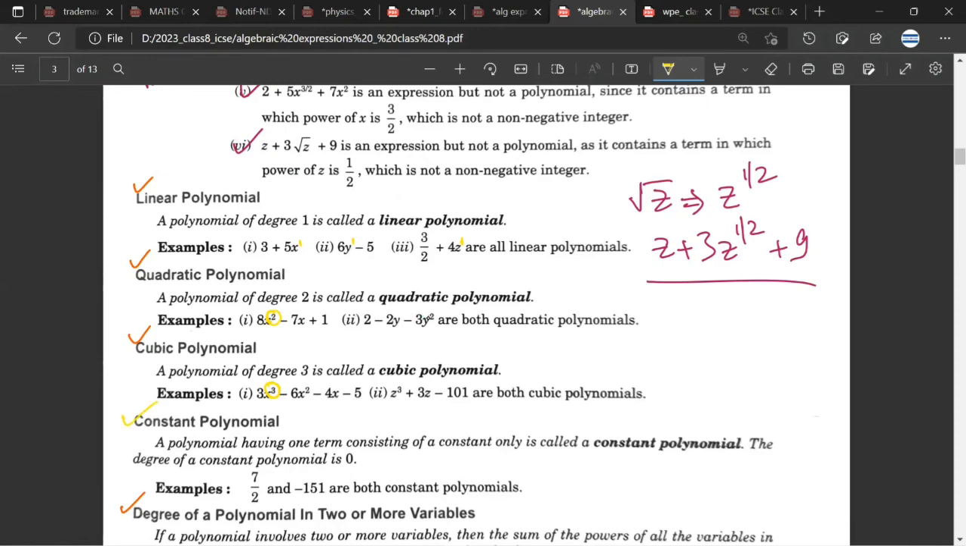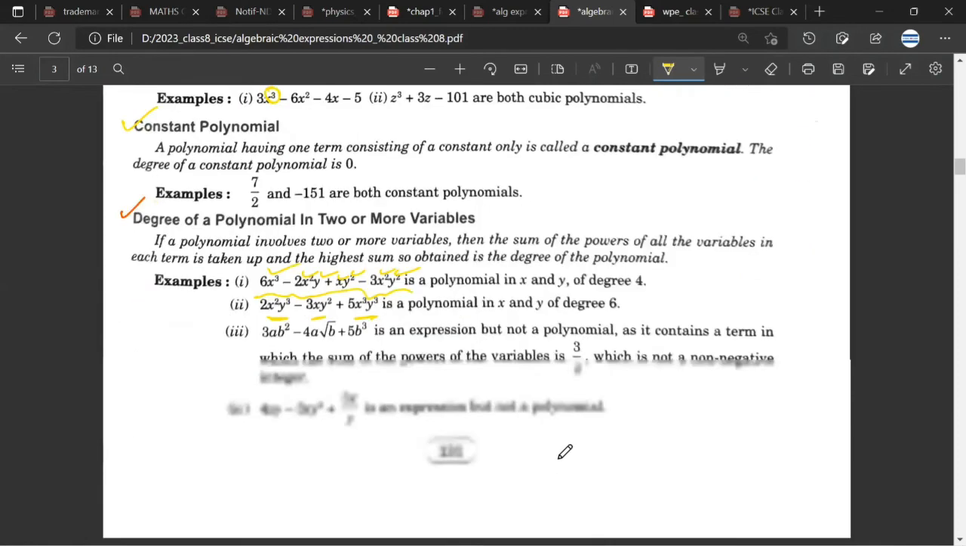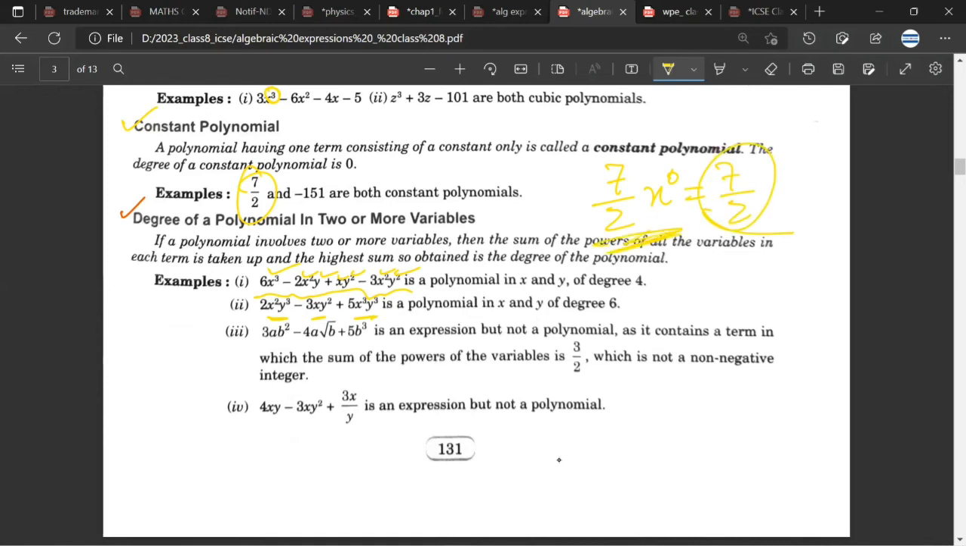A constant polynomial is just a number. Why? Because 7 by 2 can be written as 7 by 2 x raised to power 0. Anything raised to power 0 is 1. So 7 by 2 can be written like this also, and this polynomial is called a constant polynomial. Any doubt in there? We'll be doing questions also. Don't worry. Maybe in the next class we'll do questions also. So if any confusion is there, we'll tackle that also.